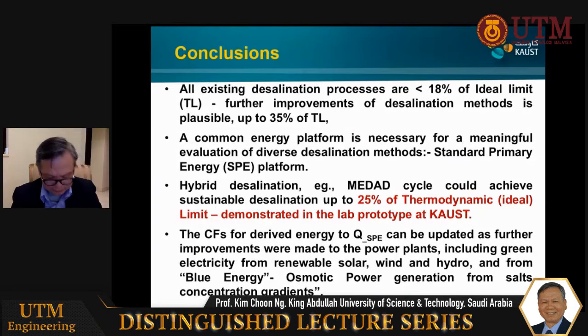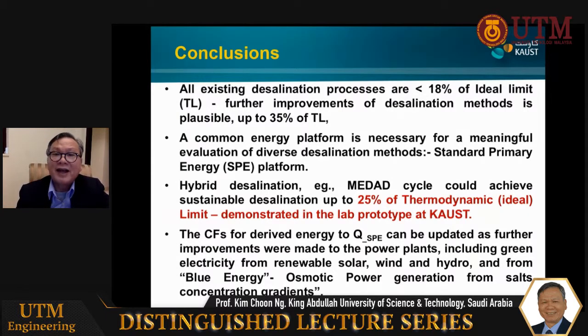So in conclusion, I would like to conclude that currently all existing desalination processes in the large-scale plants are running at merely less than 18% of the ideal limit, and there is yet further room for improvement in designing desalination processes. And we have demonstrated a hybrid thermal cycle called the BDAT cycle, where we are able to achieve 25%. And also I have presented a common energy platform to capture the absolute value of the derived energy that is supplied at varied temperature conditions.